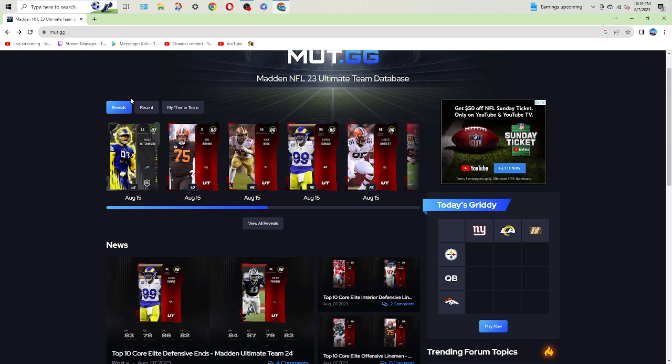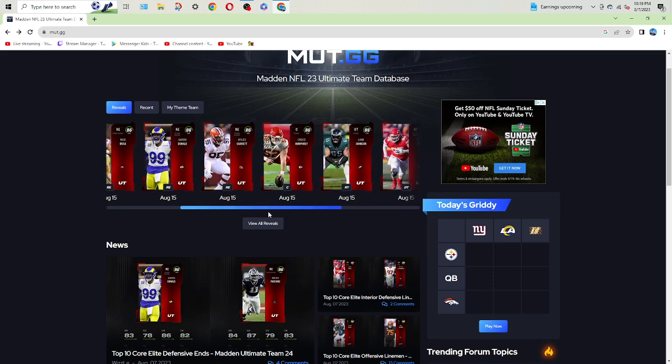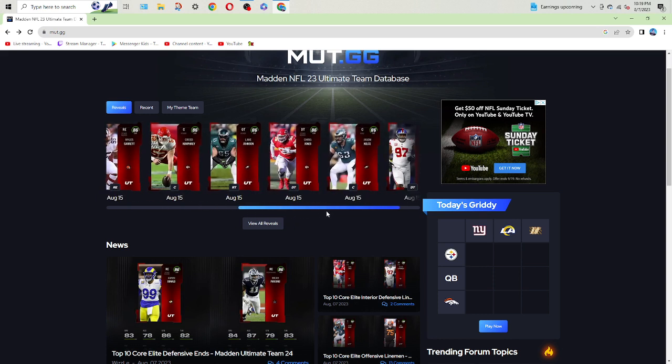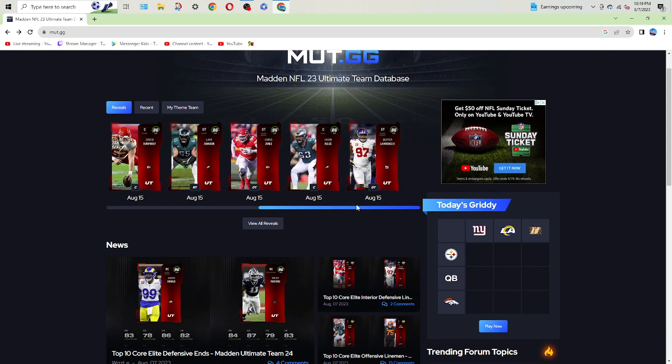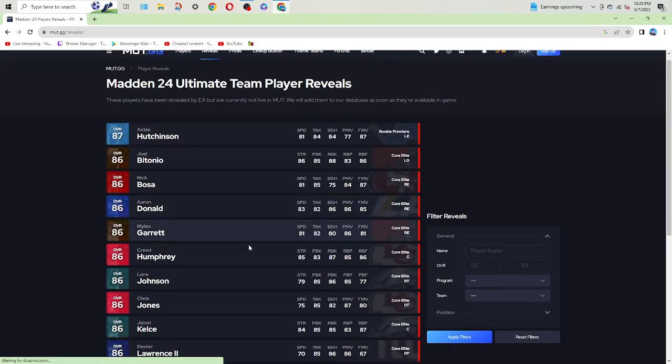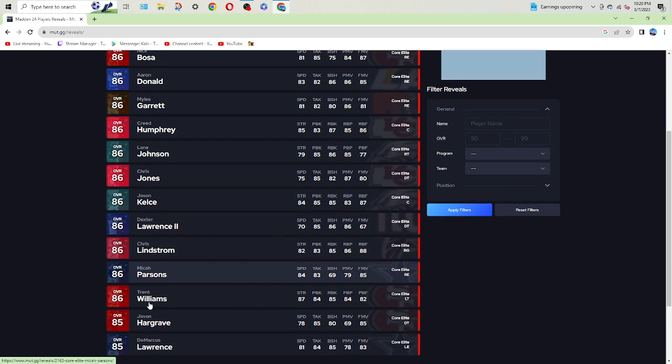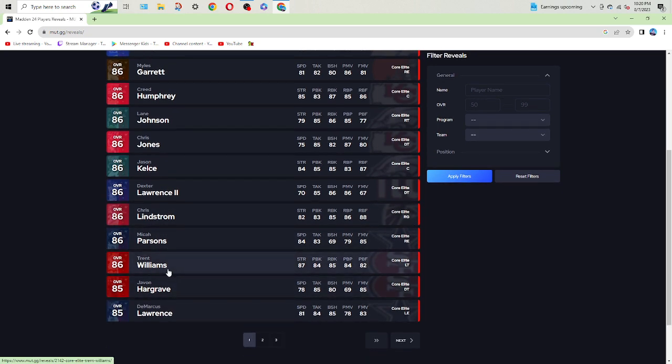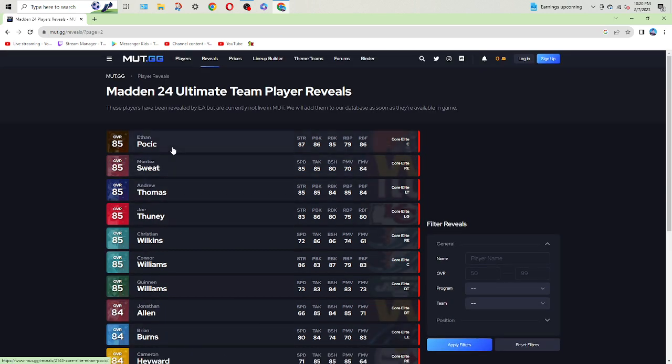But yeah, so now we're going to go over 86 overalls because those are the main. So Joel Bitonio, 86. Nick Bosa, 86. Aaron Donald, 86. Myles Garrett, 86. Creed Humphrey, 86. Lane Johnson, 86. Chris Jones, 86. Jason Kelce, 86, and 86 Dexter Lawrence. Then we have 86 Chris Lindstrom, 86 Micah Parsons, 86 Trent Williams for 86s. And then for 85s, we have Javon Hargrave, DeMarcus Lawrence, Ethan Pocic, I think is how you say it, Montez Sweat, Andrew Thomas, Joe Tooney, Christian Wilkins, Connor Williams, and Quinnen Williams for 85 overalls.